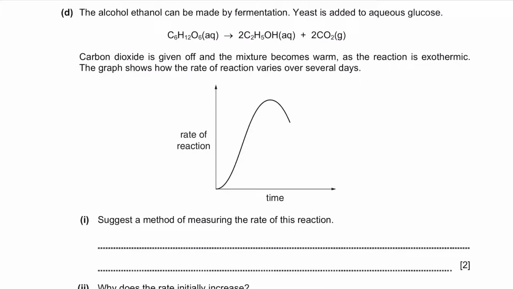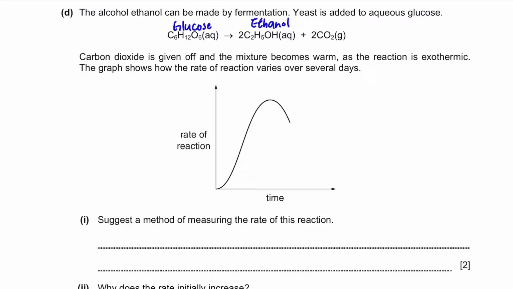Part 2. The alcohol ethanol can be made by fermentation. Yeast is added to aqueous glucose. This is glucose. This is the ethanol made from glucose, and carbon dioxide is produced as well. Carbon dioxide is given off, and the mixture becomes warm as the reaction is exothermic. The graph shows how the rate of reaction varies over several days. Here, the graph is increasing at first, reaches its highest point, then is decreasing in the curve.